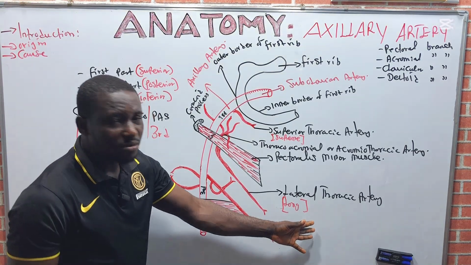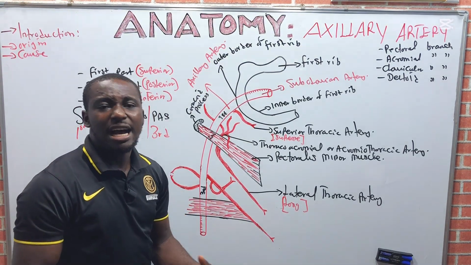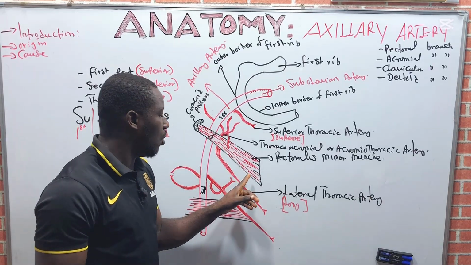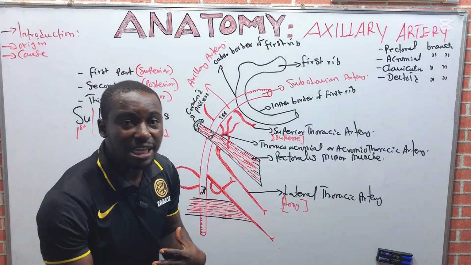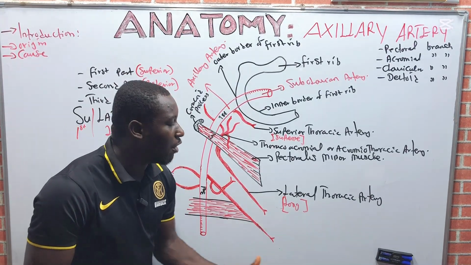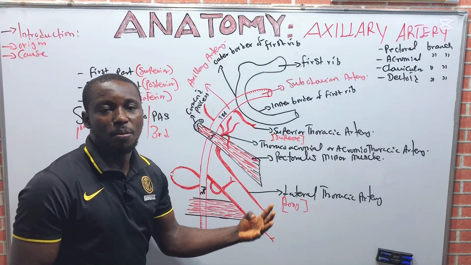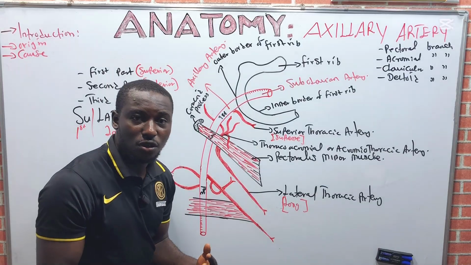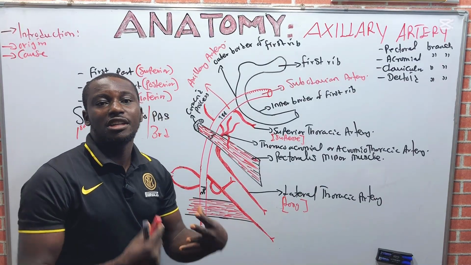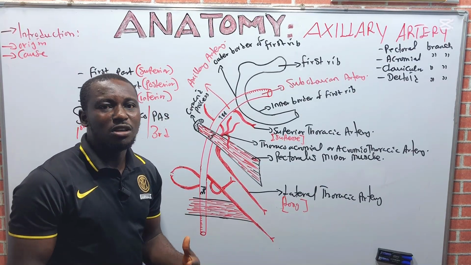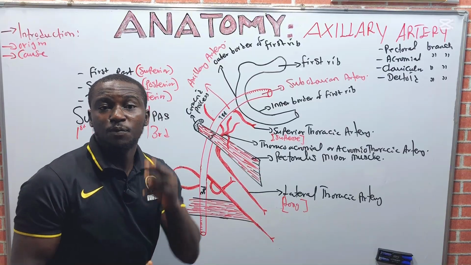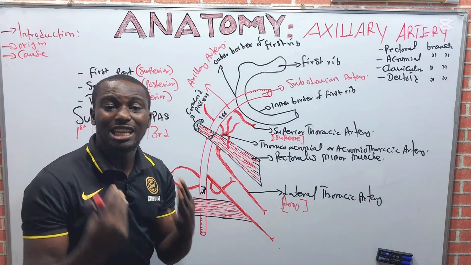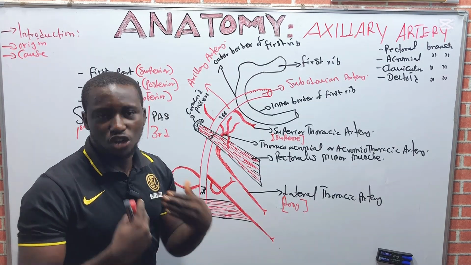This artery emerges and runs along the inferior border of the pectoralis minor muscle. It emerges and runs along the inferior border of the what? Pectoralis minor muscle, where it gives branches which supply the pectoralis minor muscle, the pectoralis major muscle, and the serratus anterior muscle, right? That means it gives perfusion to mainly three muscles: the pectoralis minor muscle, the pectoralis major muscle, and the serratus anterior muscle.